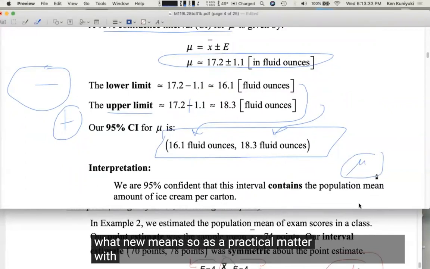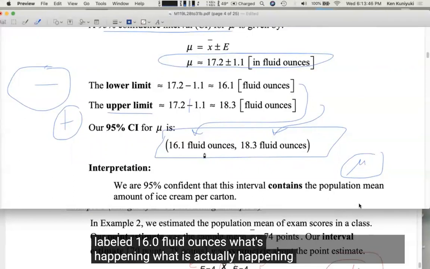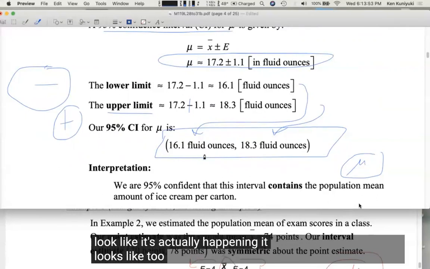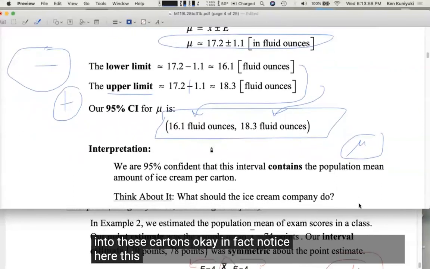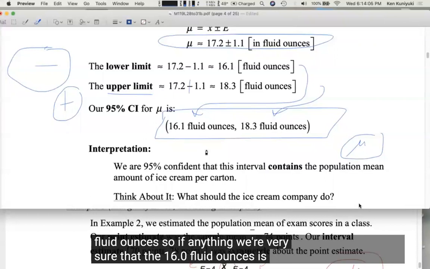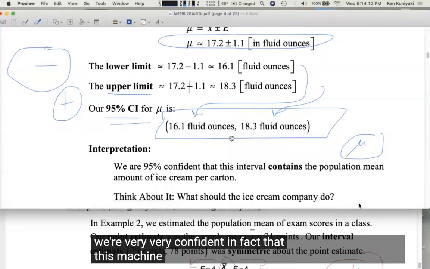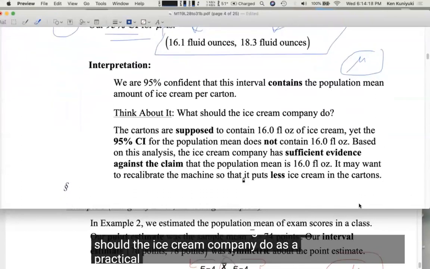So as a practical matter, what's some good business advice for the business? Wait, these cartons were labeled 16.0 fluid ounces. What is actually happening? Based on our sample results, it looks like too much ice cream is going into these cartons. In fact, notice this interval does not contain 16.0 fluid ounces. So we're very sure that the 16.0 fluid ounces is out of whack. We're very, very confident that this machine is putting too much ice cream in the cartons on average. So what should the ice cream company do as a practical strategy?